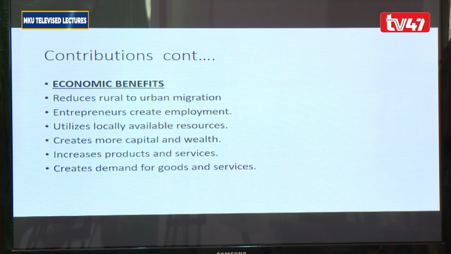Let's look at economic benefits. There are a number of economic benefits that we can experience when we have entrepreneurs. Number one, we are able to reduce rural-urban migration. People are able to do their own small businesses in their own areas, so they don't have to come and congest the city. The entrepreneurs are able to create employment, and when people are employed, they are able to generate their own income, and as they generate their income, they are able to improve their living standards. They're able to utilize the locally available resources. They create more capital and wealth. They increase products, and they create demand for goods and services.